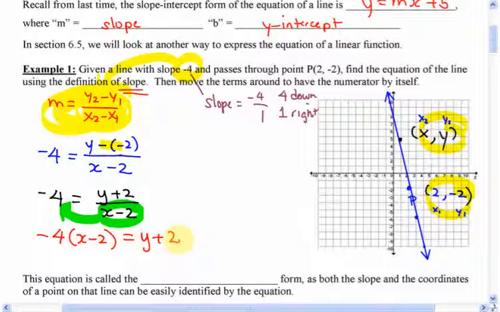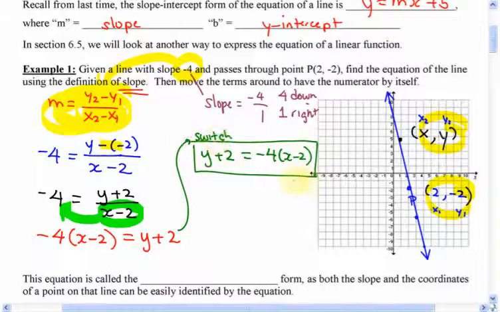And most of the times in your textbook, what you'll see is that the y stuff happens on the left side and the x stuff happens on the other side. So we're just going to switch this around, okay? So I'm just going to switch it around to make it look nicer. To y plus 2 equals to negative 4 bracket x minus 2. And ladies and gentlemen, this now is the equation of that line. Okay.